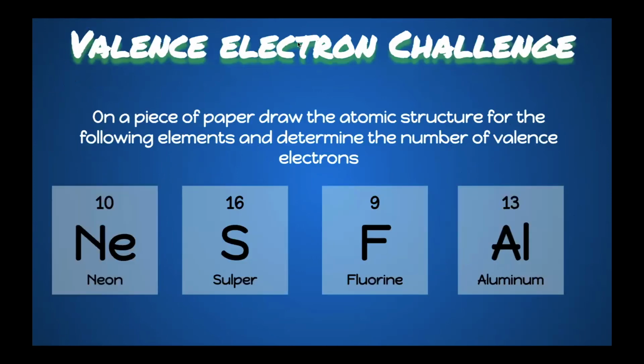All right, so my challenge to you is on a piece of paper, draw the atomic structure for the following elements and determine the number of valence electrons. So we have neon, whoop, that should say sulfur, sorry about that, fluorine and aluminum.